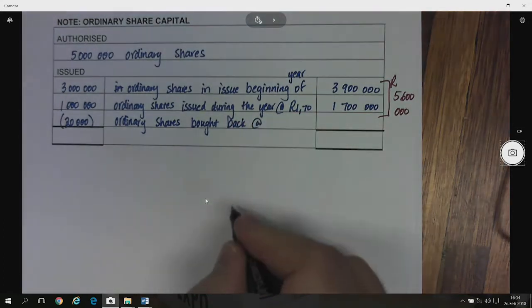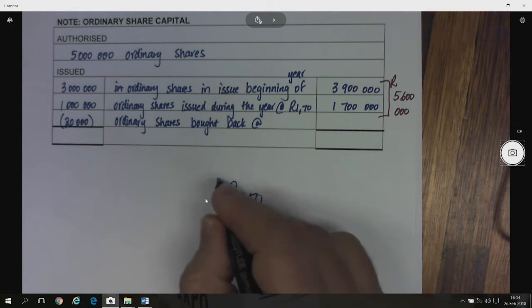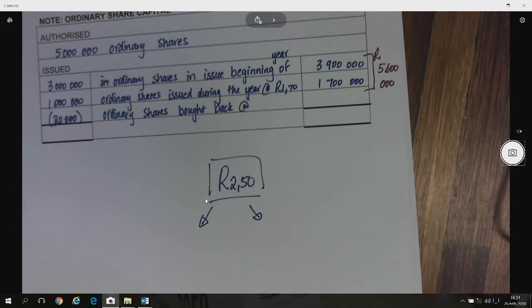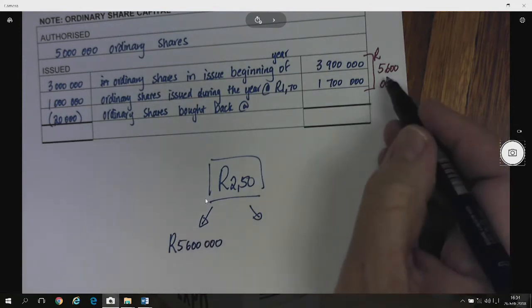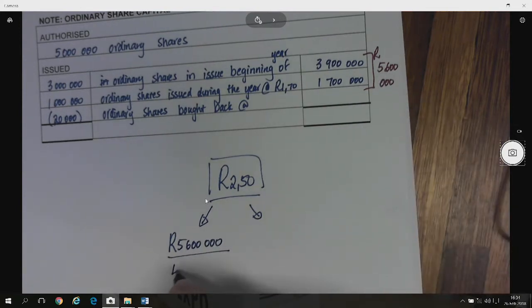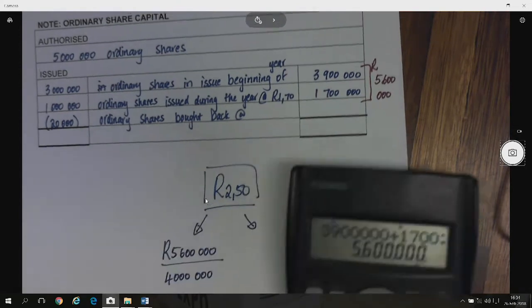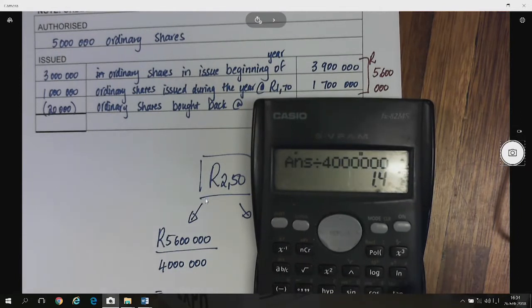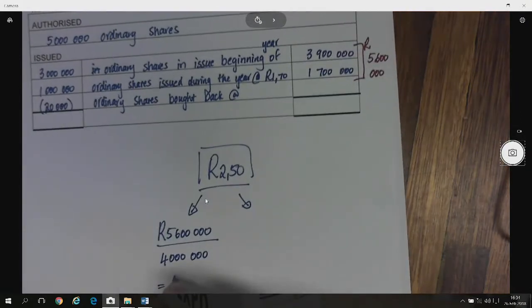But I don't write the R2.50 there, because I can only use my average price. So how do you calculate your average price? You take the 5,600,000 rand, money, divided by shares, 4 million shares. So it's money divided by shares. There's the 5,600,000 divided by 4 million shares, and that gives us R1.40. So R1.40 is our average price.